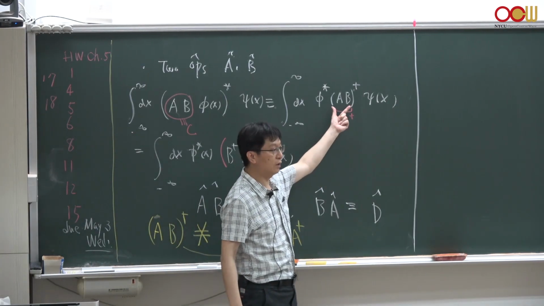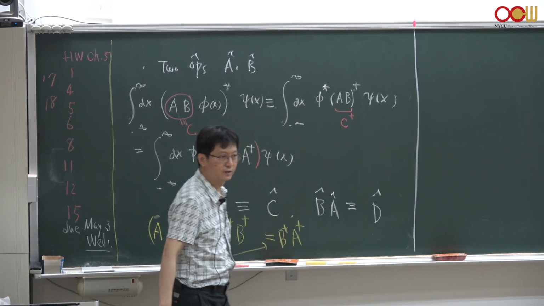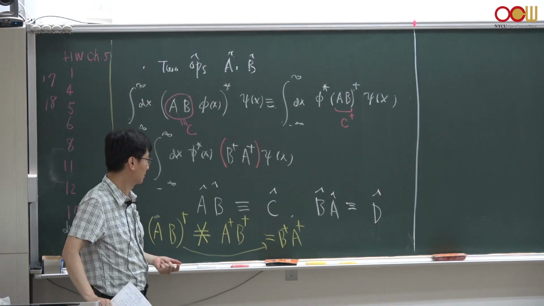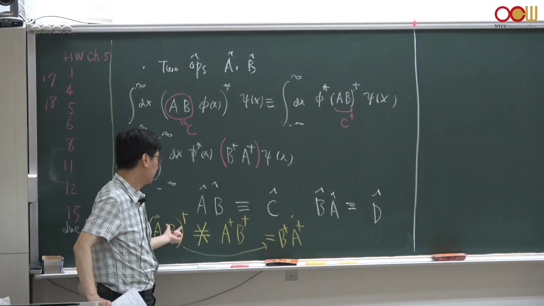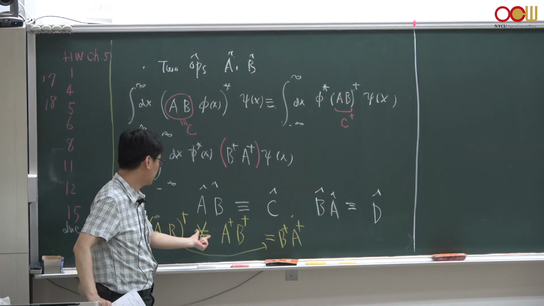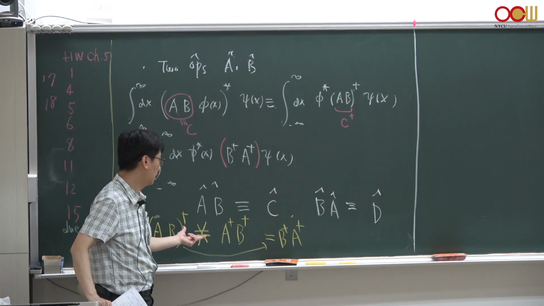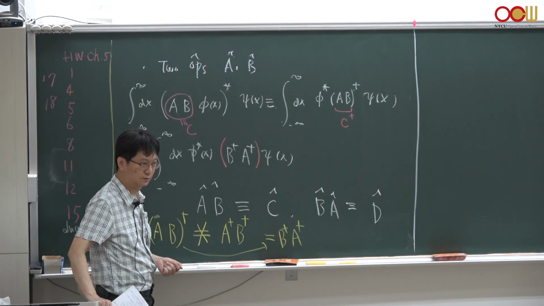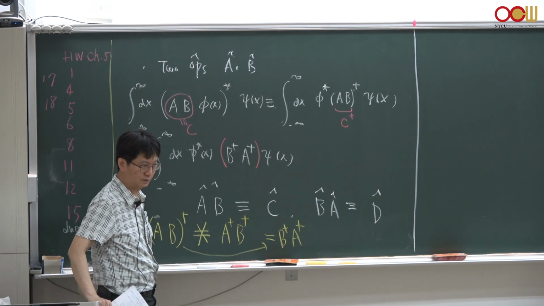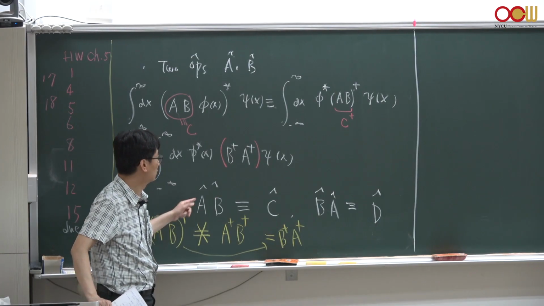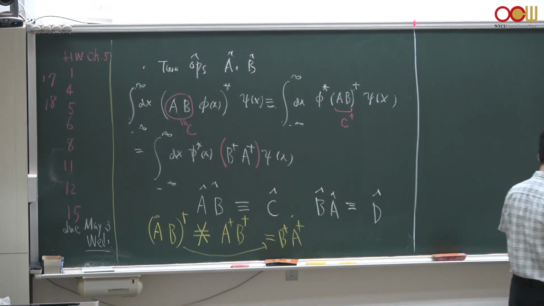When you take the dagger of the product of two operators, you need to switch the order between these two and then put the dagger. As I mentioned, the order matters. But this AB dagger, in some cases, can be the same as A dagger B dagger. This is the circumstance when A and B commute. When A and B commute, you can put whatever order you like. But when they do not commute, you should really follow the correct order. So let's prove this correct order.